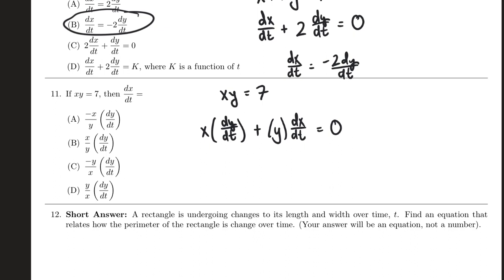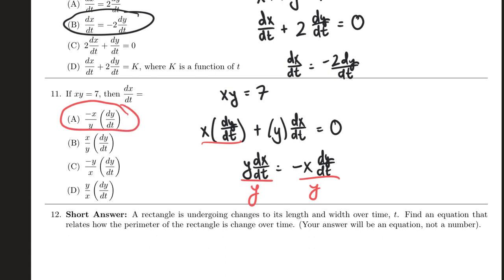And I'm solving for dx dt, so I'm going to move this left-hand term to the other side. I subtract. And I want dx dt by itself, so the last thing I'm going to do is divide by y, and that'll give me negative x over y dy dt. So A is my final answer.